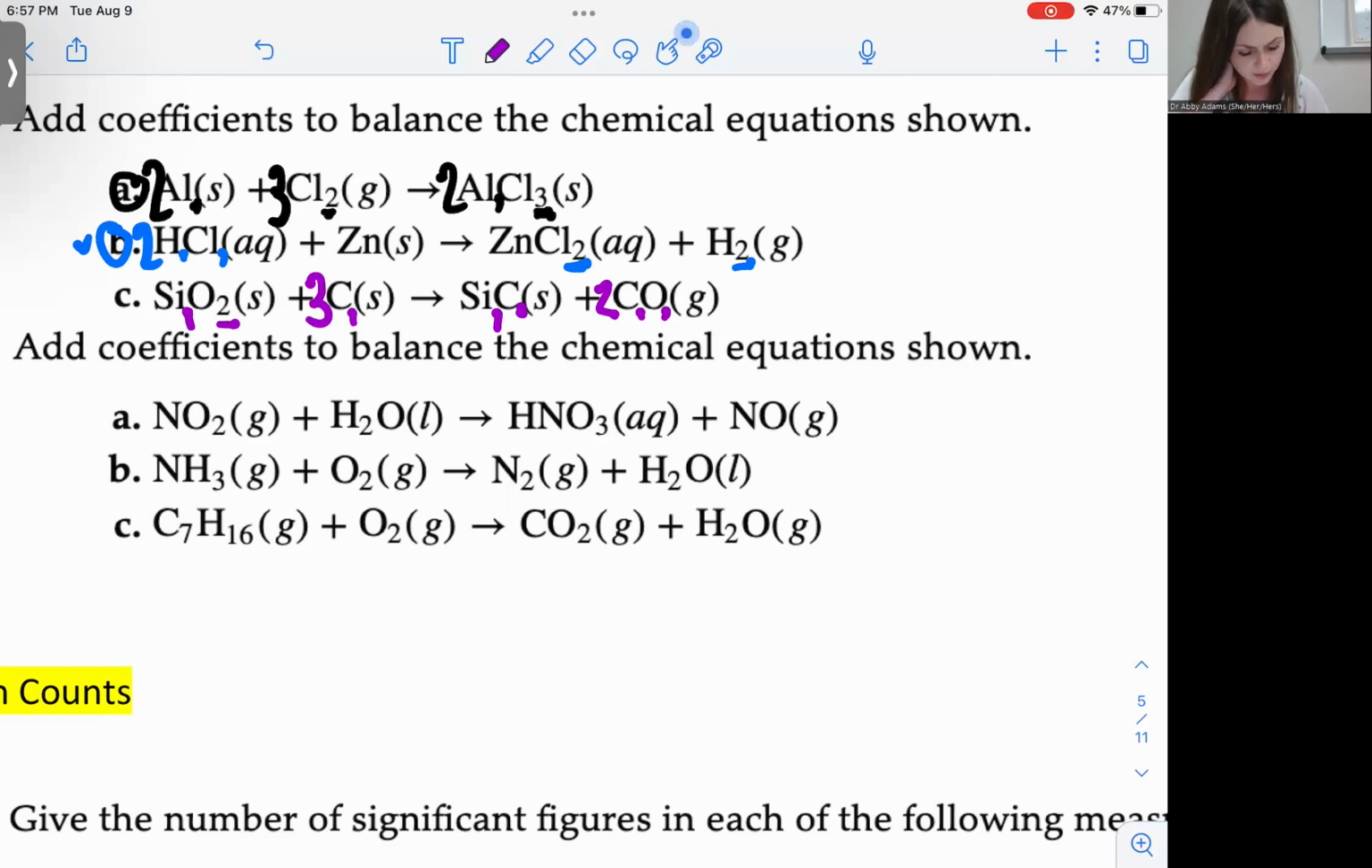And let's see, is it balanced, what I've done so far? So we have silicon 1, we have oxygen 2, we have oxygen 2 over here, and we have carbon 3, and we have 1, 2, 3 carbons. Yep, this checks out. So this is balanced.